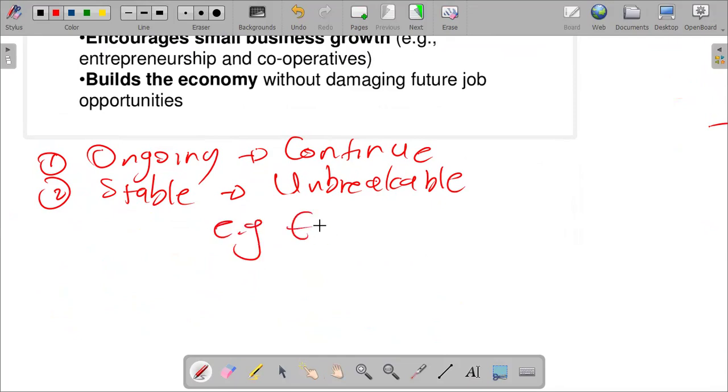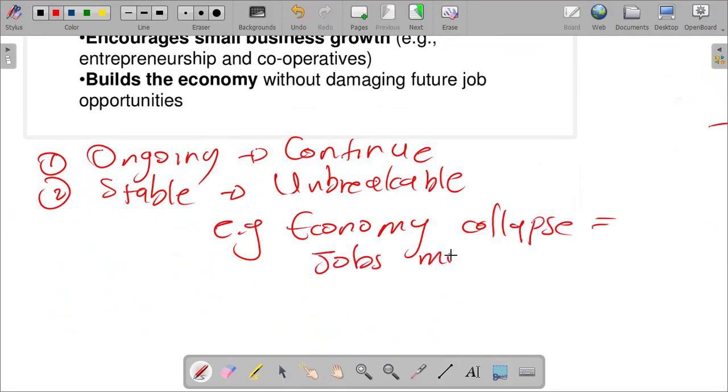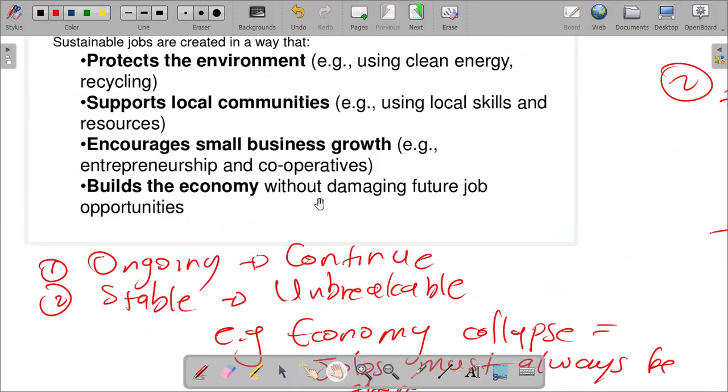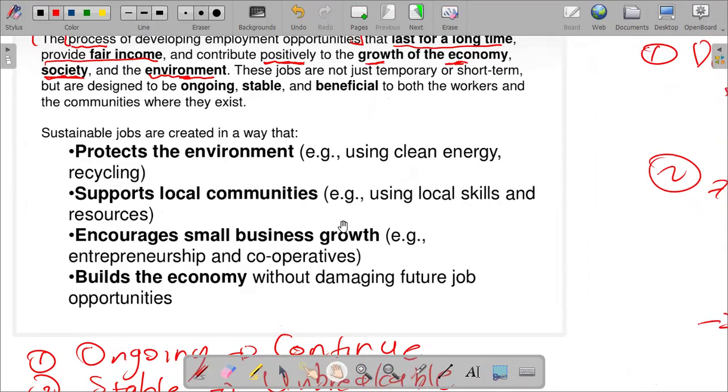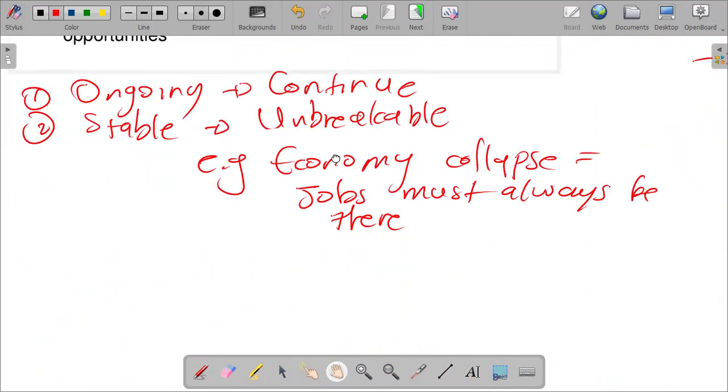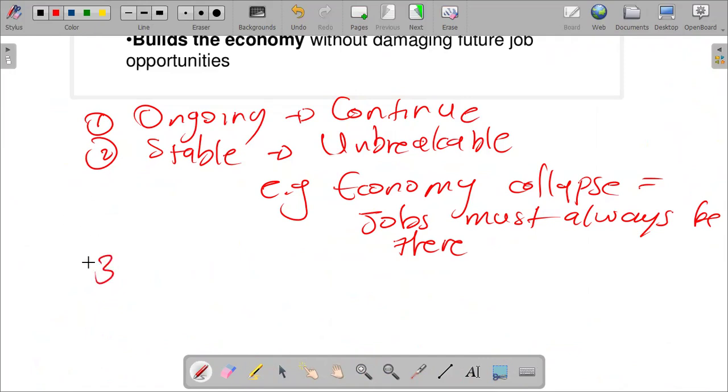Even if the economy collapses, the jobs must always be there. They must be as stable as possible for the people, right? So the ongoing part introduces how stable the jobs must be. They must not start now and then end. They must be unbreakable, so to put it. And again, they must be beneficial to whom? Both the workers and the communities. The third one, they must be beneficial.